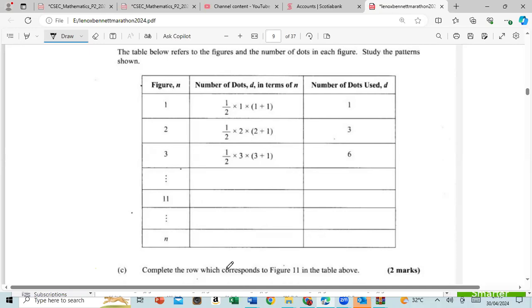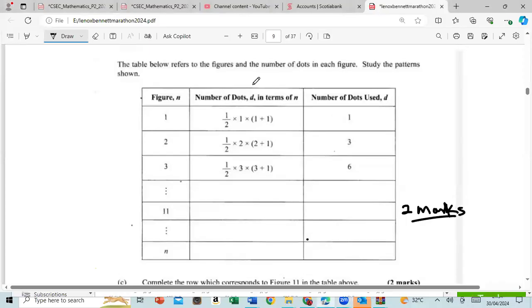It says complete the row which corresponds with figure 11 in the table below. So I'm just putting the 2 here, and the last one we have right beside it. I have the expectation that we see this question somewhere already. Alright guys, go ahead and work that out, and then you can take it from there.